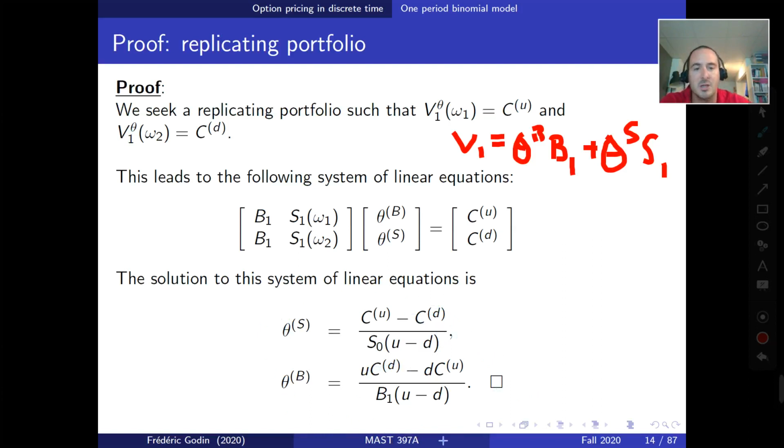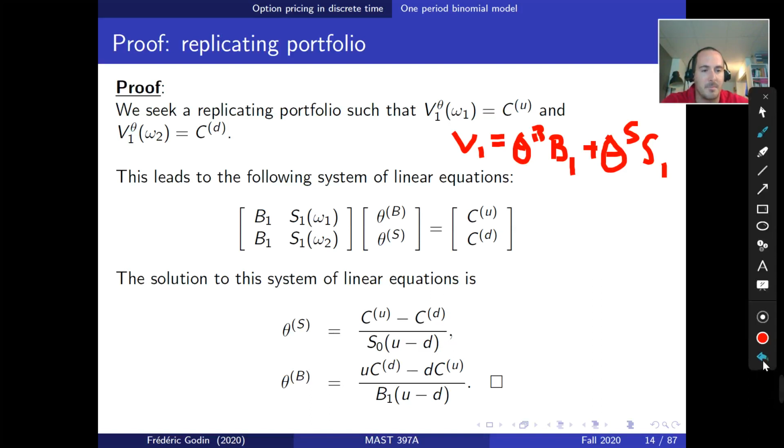This composition is obtained by setting V1 equal to C1 in both states, either the upward state or the downward state. And this guarantees that the portfolio theta, which consists of this allocation to the stock and the risk-free asset, always has a value at time 1 which is equal to the payoff of the derivative in both respective states.